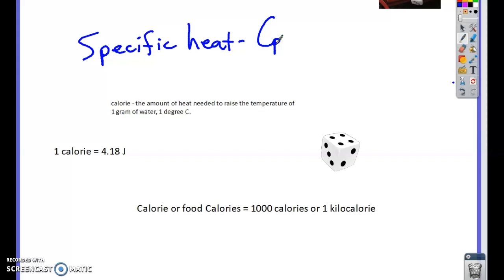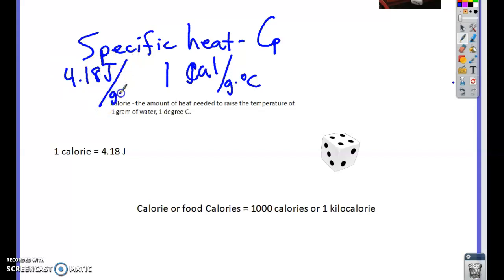Sometimes they measure kilograms, so obviously it's going to be a bigger answer then, about 1,000 times more. The specific heat of water would be 1 calorie per gram degree Celsius. So we said the specific heat of water is 1 calorie per gram times degree Celsius. Now, it could also be written in joules, and remember 4.18 joules are equal to a calorie, so it would be joules per gram degree Celsius. But either way, both of those would tell us the same information.